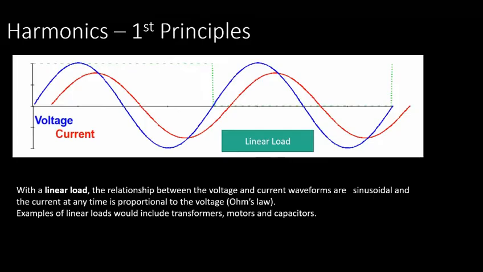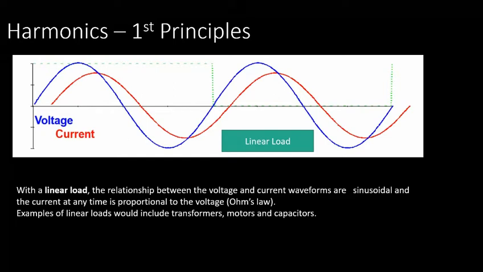Very basic first principles, probably, first year, second year of electrical engineering, you'd have all studied a voltage sinusoidal curve and a current curve. And this is typically for a linear load. So with the linear load, the relationship between voltage and current waveform are sinusoidal, and the waveforms are pretty much proportional. So the current waveform is pretty much proportional to the voltage waveform. And typical examples of linear loads are transformers, motors, and capacitors.